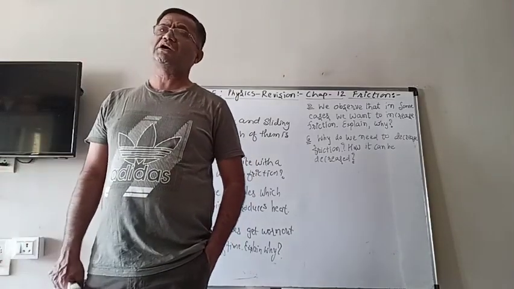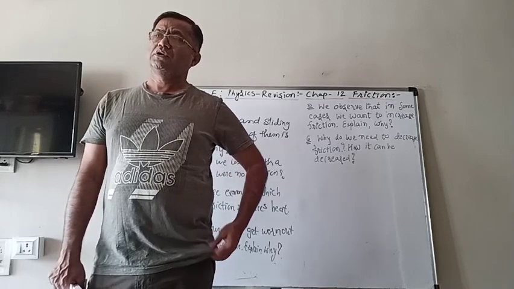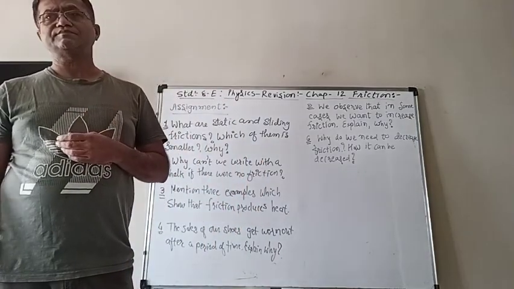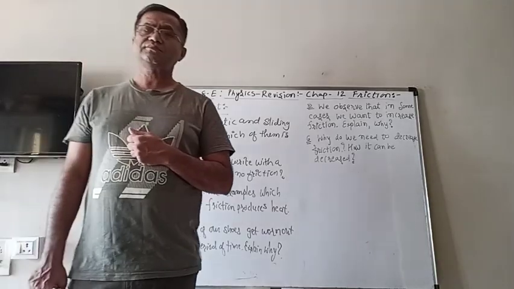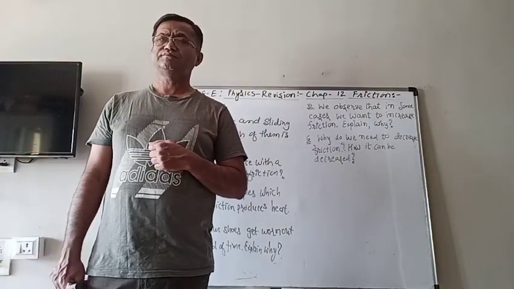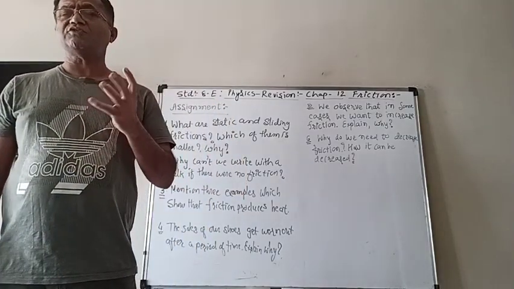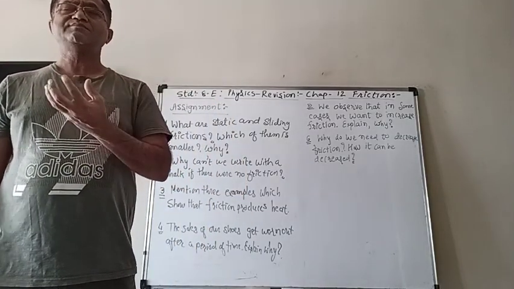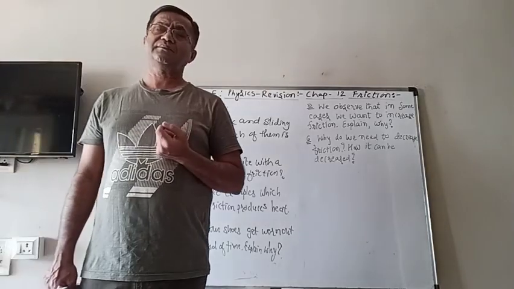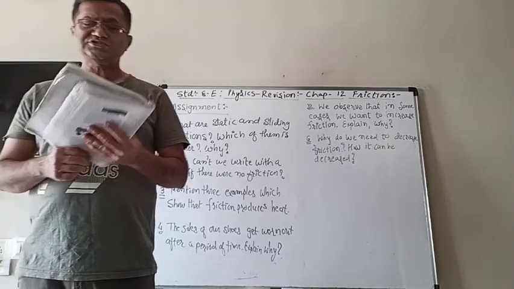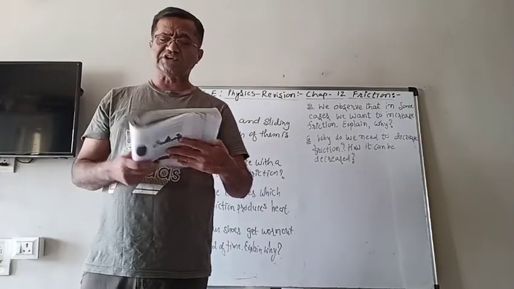For example, in the kitchen, you run the mixer grinder machine to grind something. After that you touch the jar, and that jar will be hot. So here also, between the blade and the material that you are grinding, there is friction which produces heat. So the jar becomes hot.